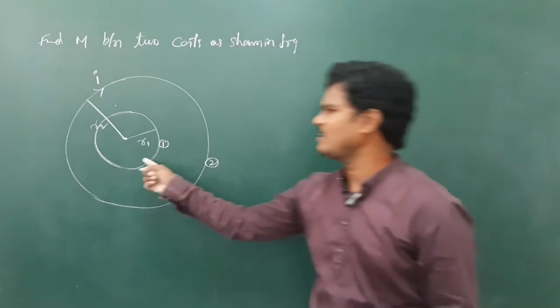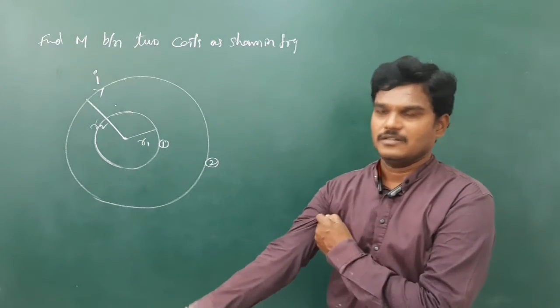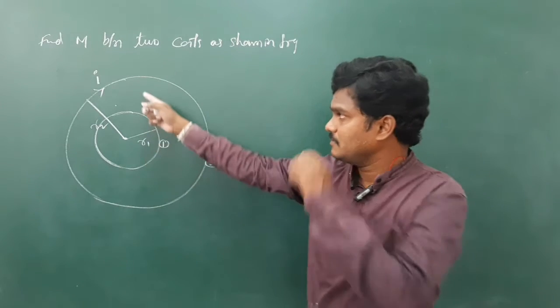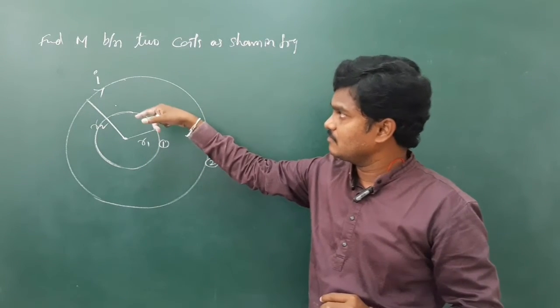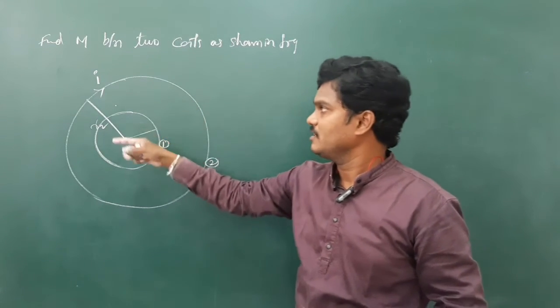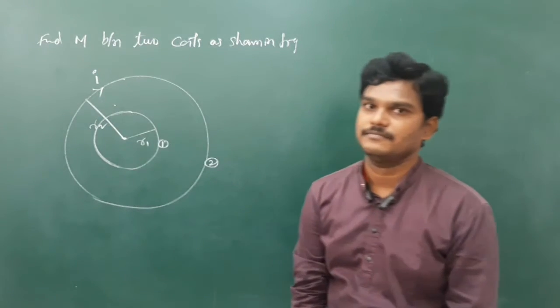They may give current here also. Means if they given here, we can find mutual inductance between these two. Right now they have given the current in the secondary coil, in the second coil.